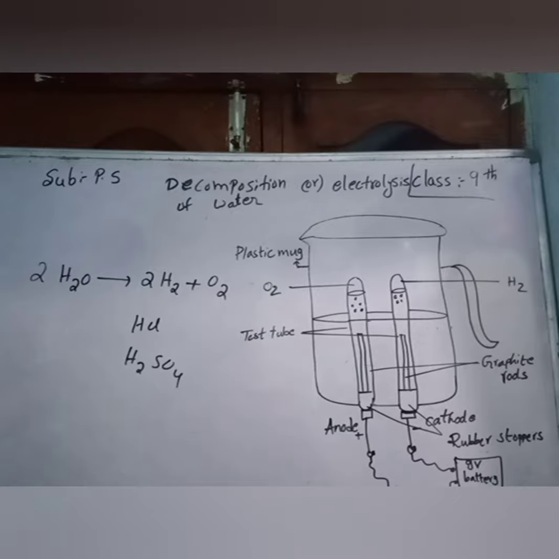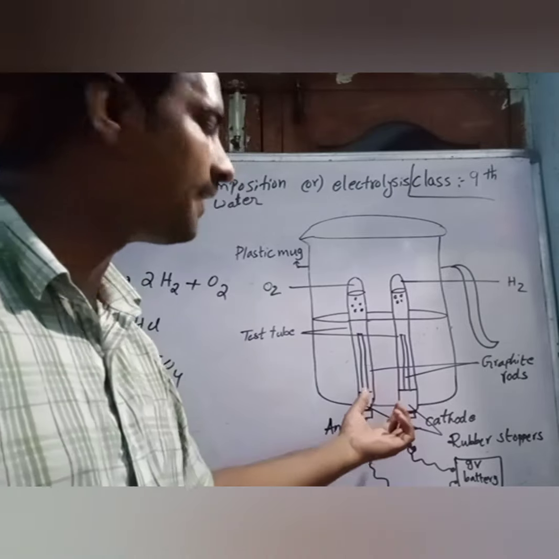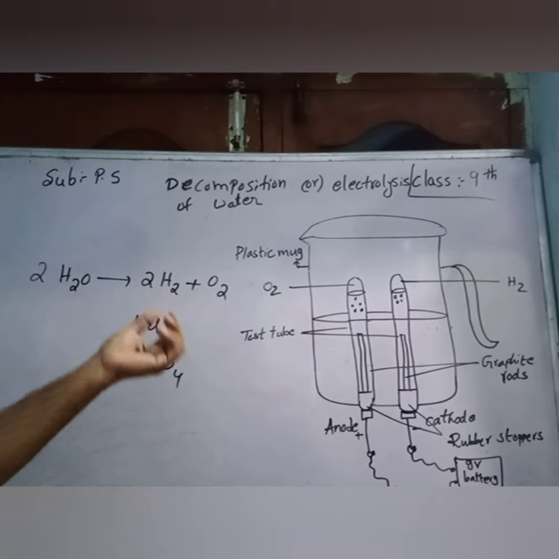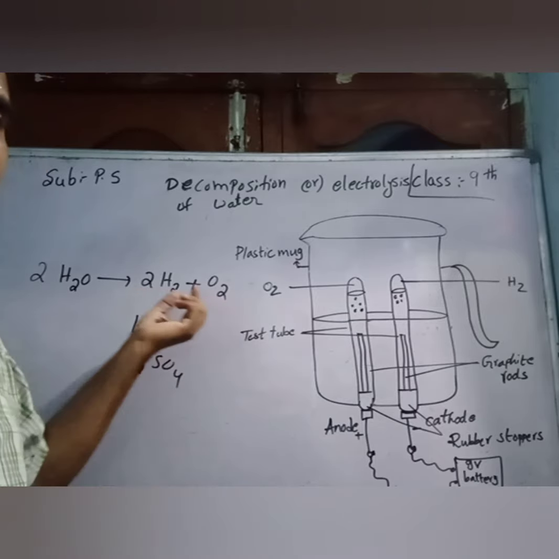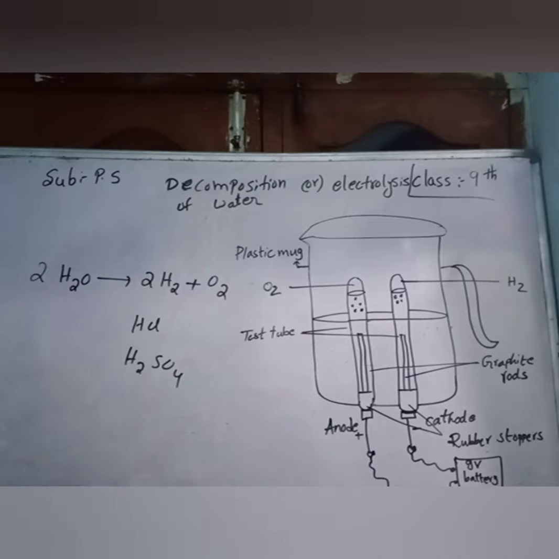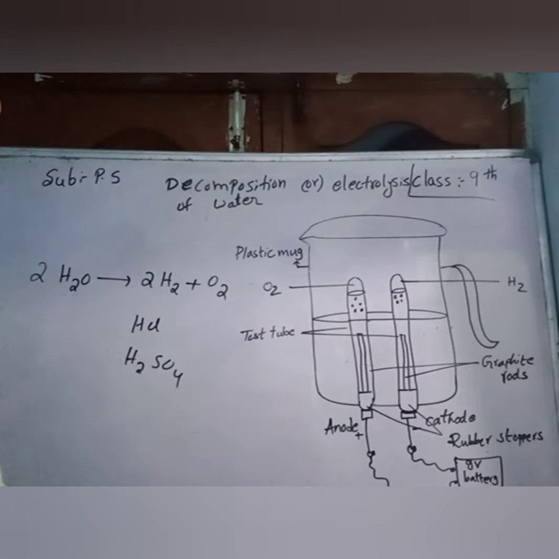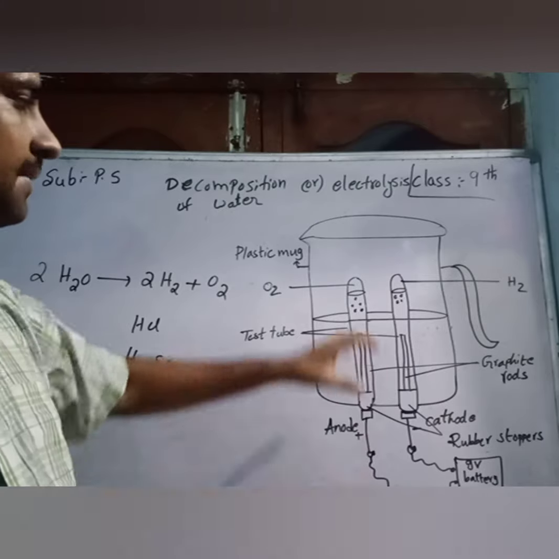Clear? So here the current is passing through water. Then the water is divided into two subcompounds, hydrogen and oxygen. So this is an example of decomposition reaction. This phenomenon is called electrolysis. Clear all of you? This diagram is very important.